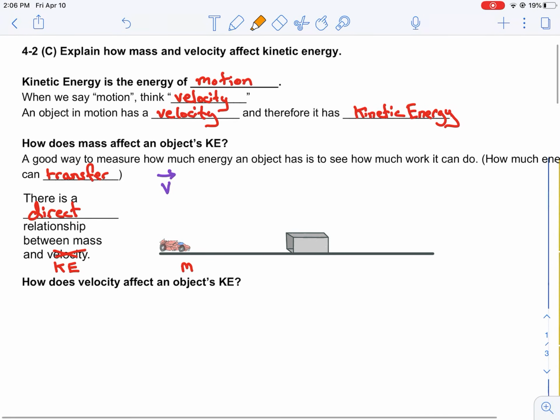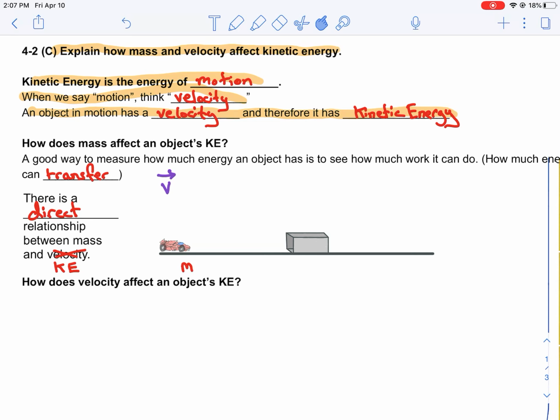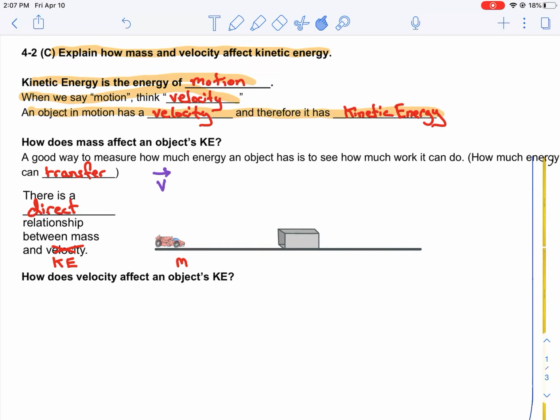All right, team, let's talk about kinetic energy and explain how mass and velocity affect kinetic energy. Kinetic energy is the energy of motion. And when we say motion, think velocity. An object in motion has a velocity and therefore it has kinetic energy. So, simply, if you're moving, you have velocity and you have kinetic energy. Any moving object has kinetic energy.